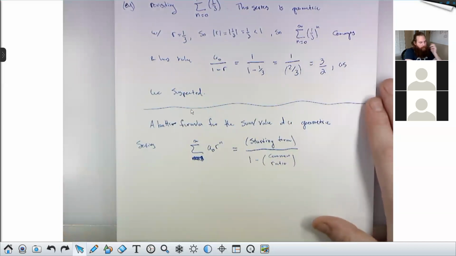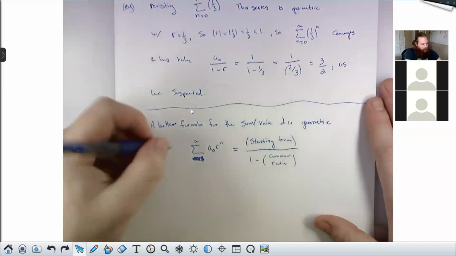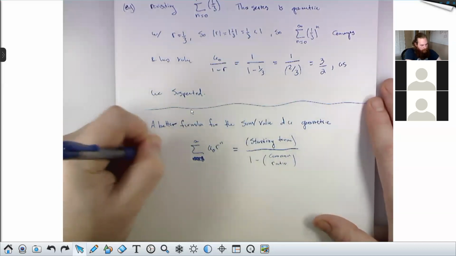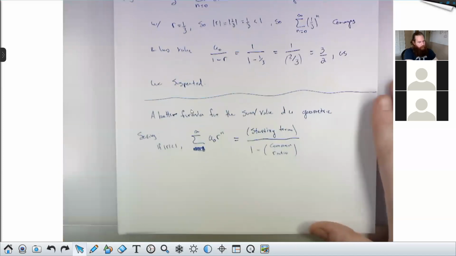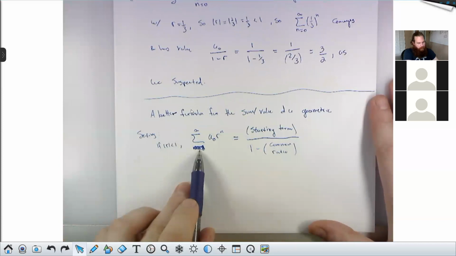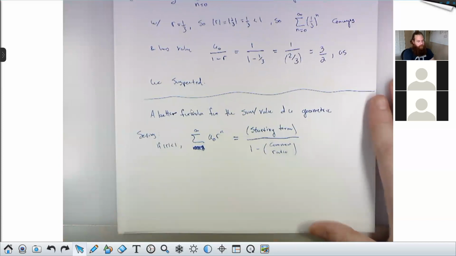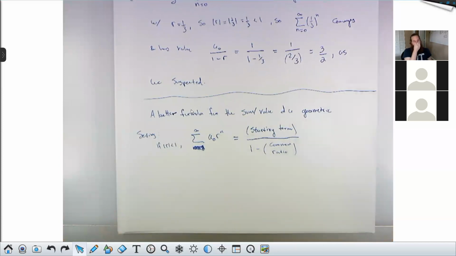This is only true if r has absolute value less than 1. If the absolute value of r is less than 1, then this series will converge no matter where you start, and its value will always be the starting term over 1 minus the common ratio.